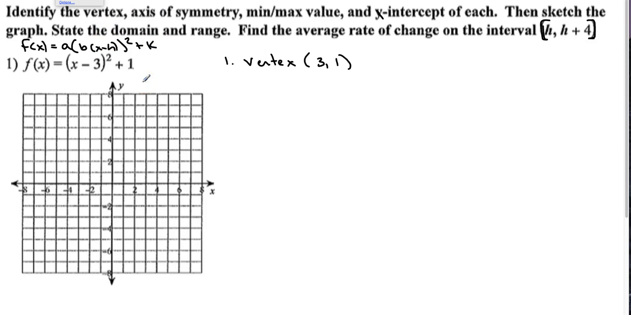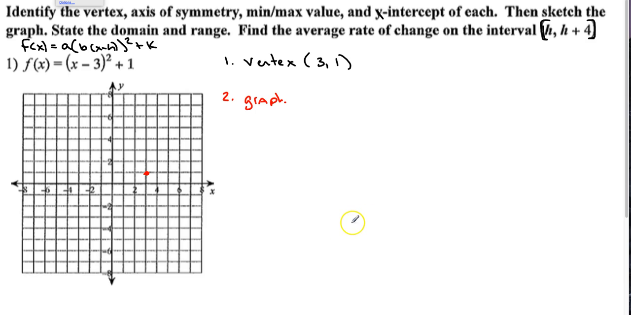Perfect. All right. It says axis of symmetry, we'll hit up in a second. Min and max, we'll do that in a second. The x-intercepts, sketch the graph, domain and range, and the average rate of change. So let's go to graphing this so we can figure out the rest of this piece. Again, I'm not going to do this in any particular order, but here's the graph. I got my vertex is 3, 1. I'm going to plot that: 1, 2, 3, 1.